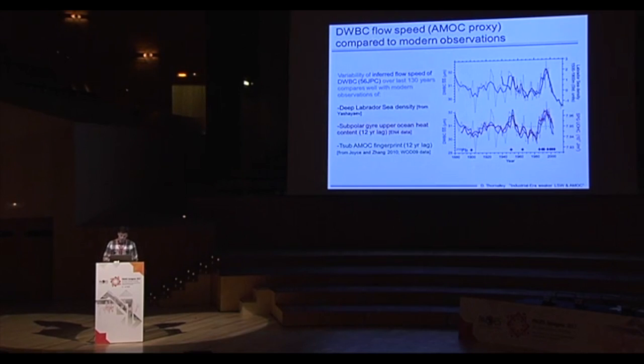So onto the data. What we can see here in the top panel, in the blue, is our reconstruction of changes in deep western boundary current speed over the last 120 years or so, and that's being compared to modern observational data in black of changes in Labrador Sea density. So that's the actual measurements of Labrador Sea density. And so over the last 60 years or so, we see a good agreement between our inferred flow speed in the deep western boundary current and Labrador Sea densities. In the bottom panel, we're comparing our deep western boundary current records to changes in the surface temperature of subpolar gyre upper ocean heat content. And that's the red line shown here.